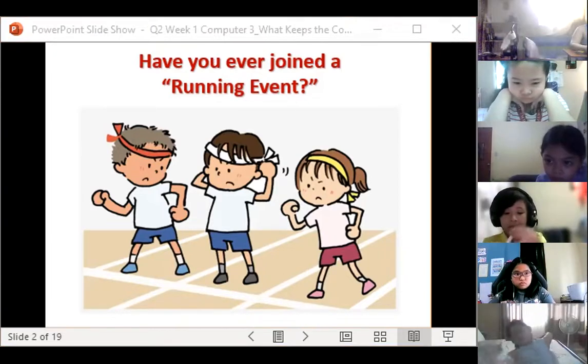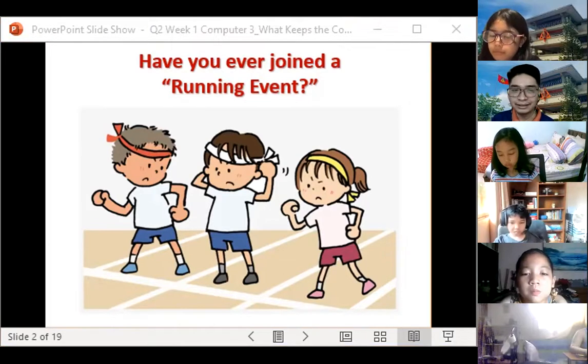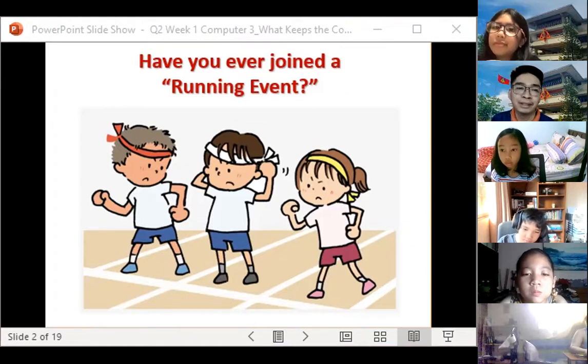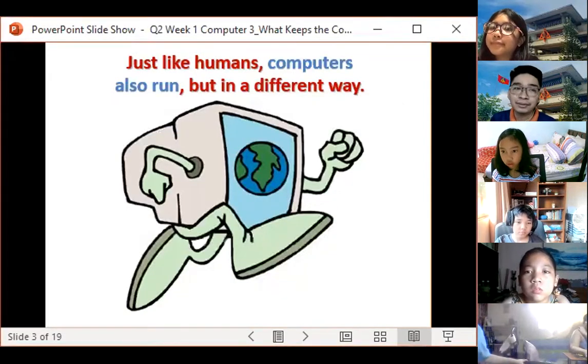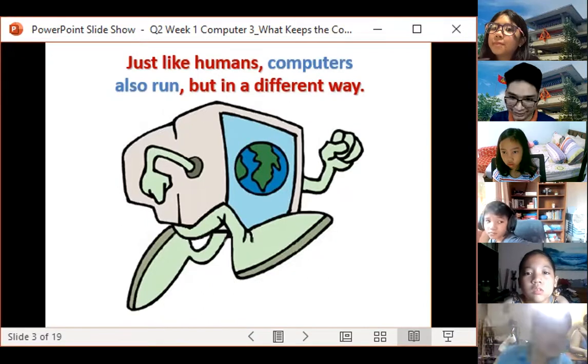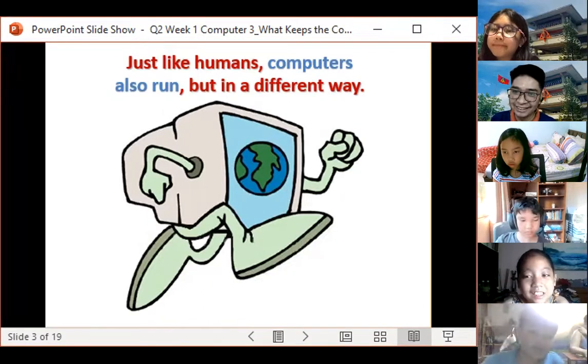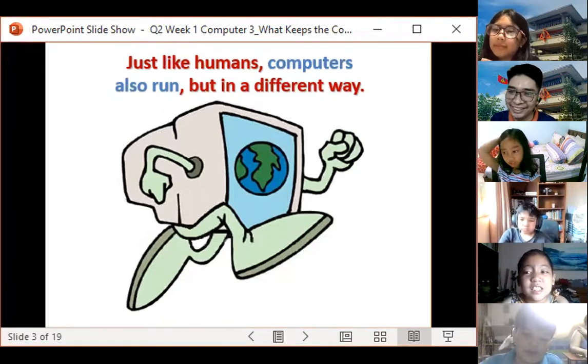Alright. So, it's really a fun activity. Aside from it's fun, it's also healthy, because it exercises our body kapag tumatakbo tayo sa mga ganitong events. Alright? So just like humans, computers also run. Do you know that? Alam niyo bang tumatakbo rin yung mga computers?